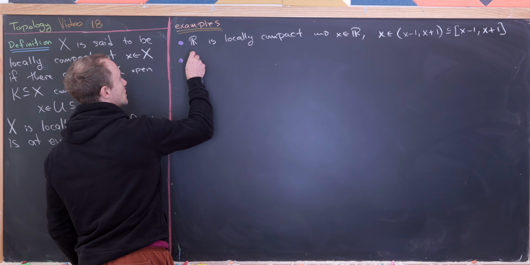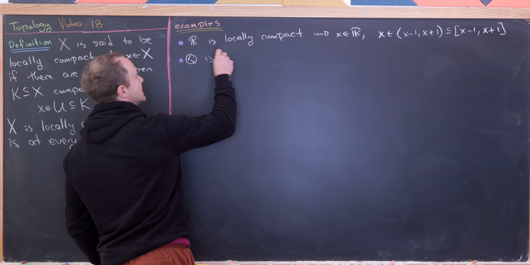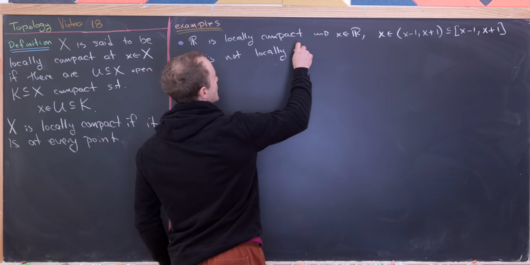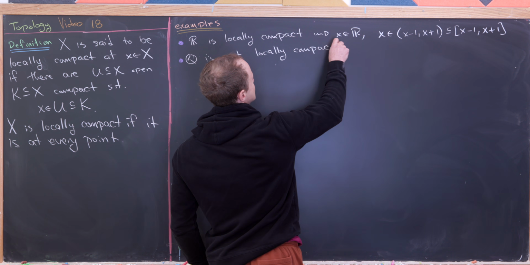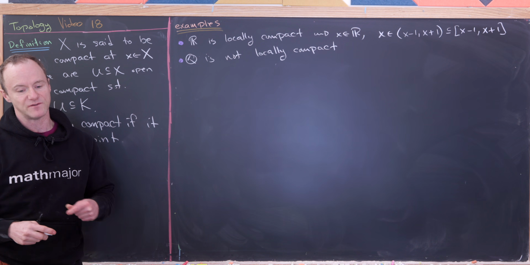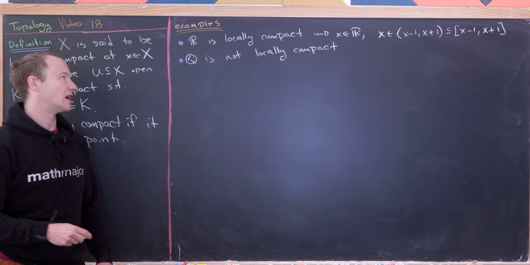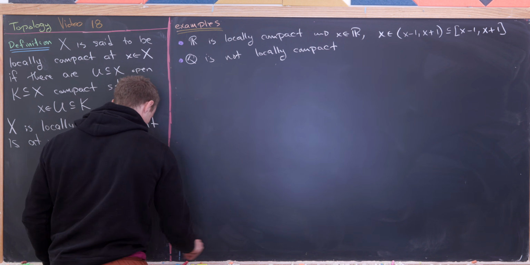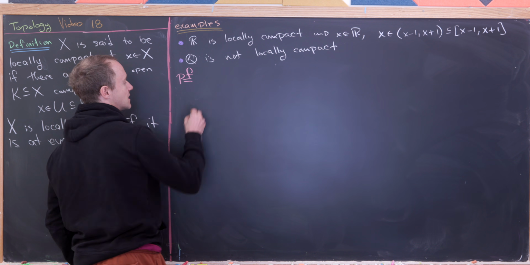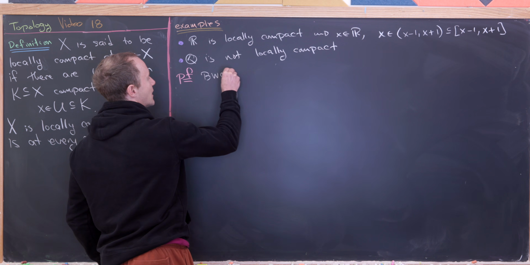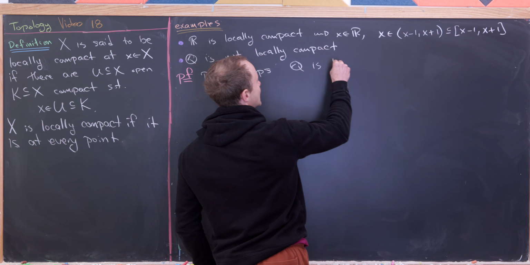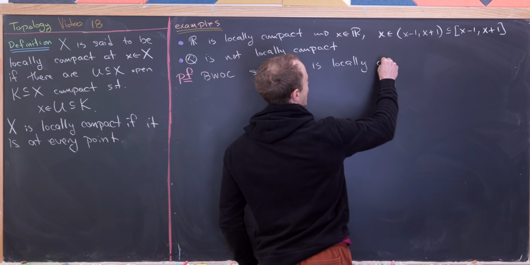And now I'd like to also prove that Q is not locally compact. And you might say, what topology are we putting on Q? Well, the subspace topology, viewing Q as a subspace of R. So now, how are we going to prove that Q is not locally compact? We're going to do it by way of contradiction. So suppose that Q is locally compact.